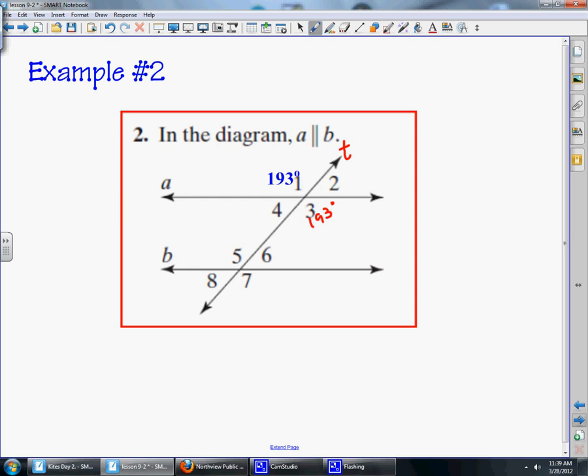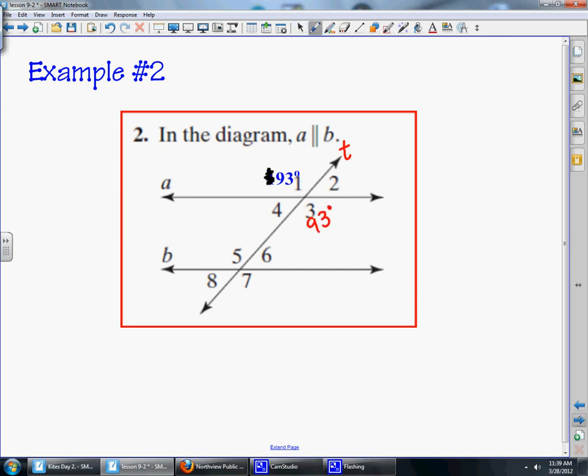Whoops, I did this wrong. I did not mean for this to be 193 degrees. This is supposed to be 93 degrees. I'm very sorry, that one got in there by accident. So if this is 93 degrees, then angle 3 would be 93 degrees.